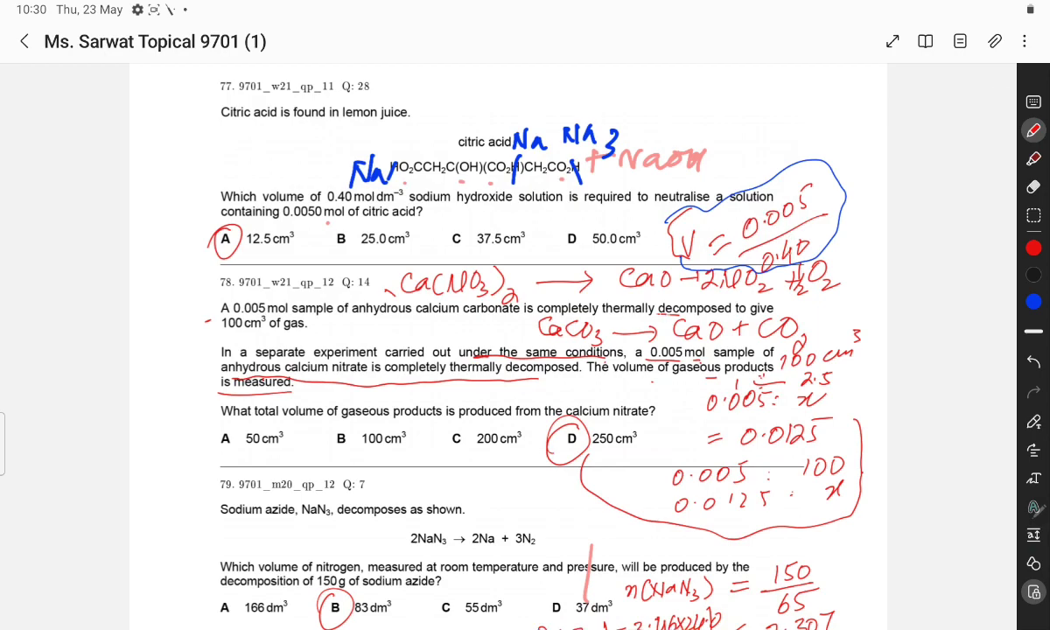So mole ratio is 1:1. So that's why volume is equal to 0.005 divided by mole over concentration 0.40. So it is equal to 12.5 centimeter cube. So the formula is volume is equal to mole over concentration.